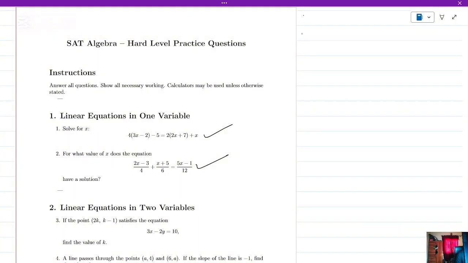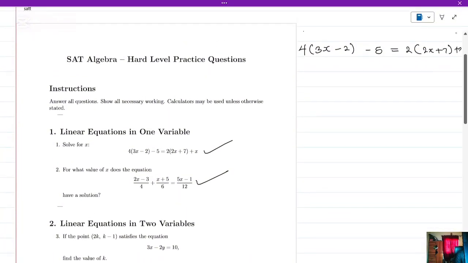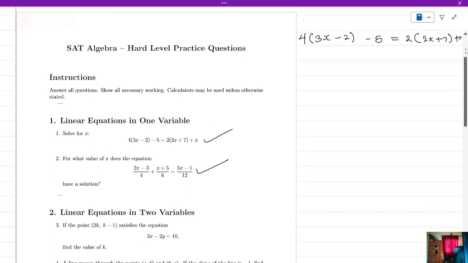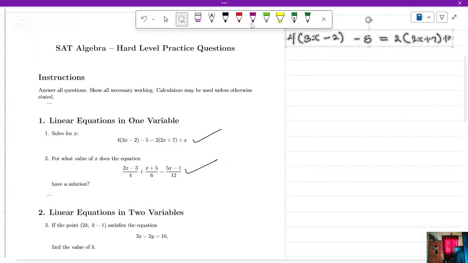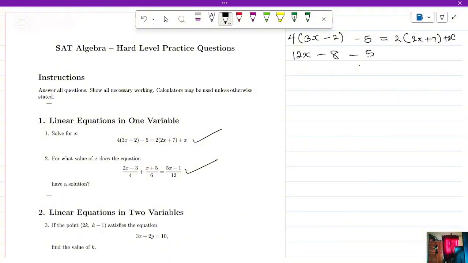Now look at the first question. The first question is 4 in bracket of 3x minus 2 minus 5 equal to 2 in bracket of 2x plus 7 plus x. Now for me to solve this, the first thing I'm going to do is to make sure that I'm able to open the bracket. That is the first thing I'm going to do. I will make sure that I open the bracket. So this is going to be 12x minus 8 minus 5. Can you see that?